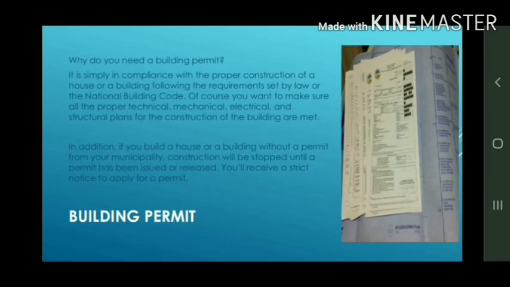Okay. So why do we need a building permit? It is simply in compliance with the proper construction of a house or a building, following the requirements set by law or the National Building Code.